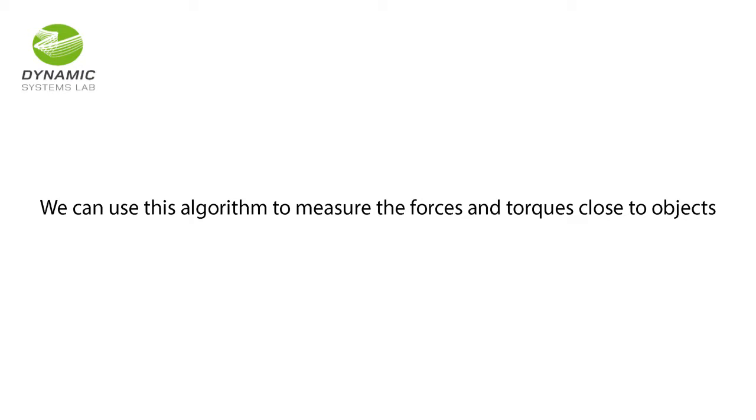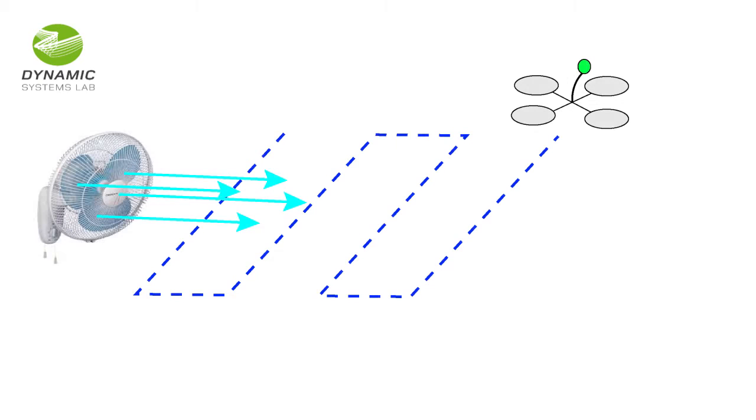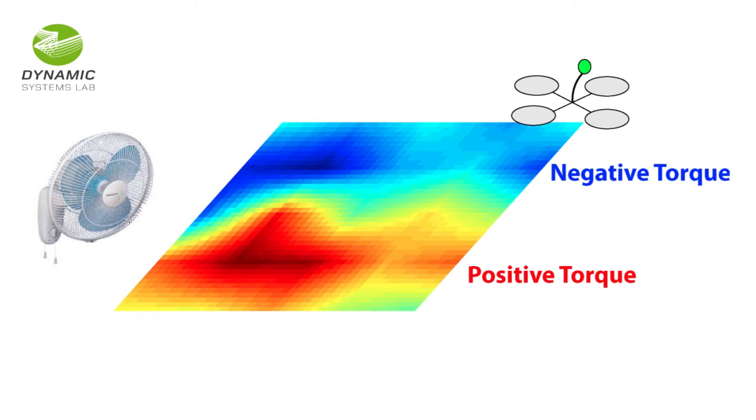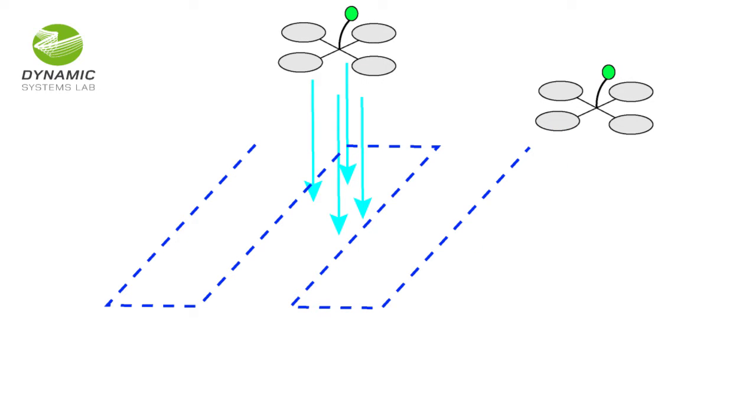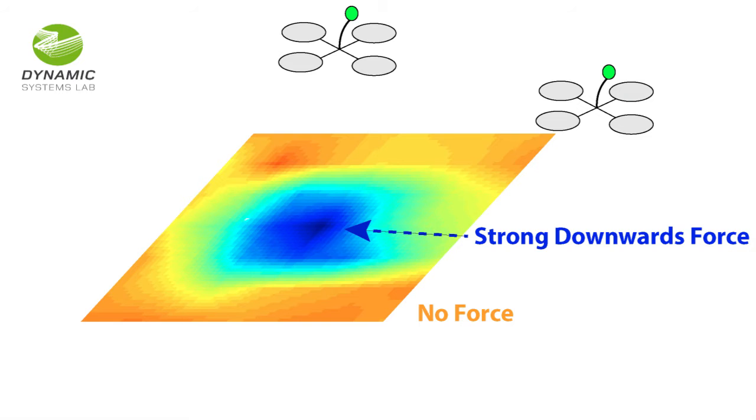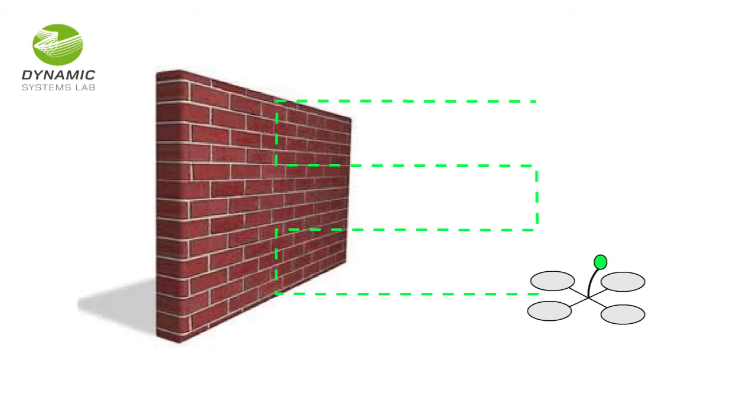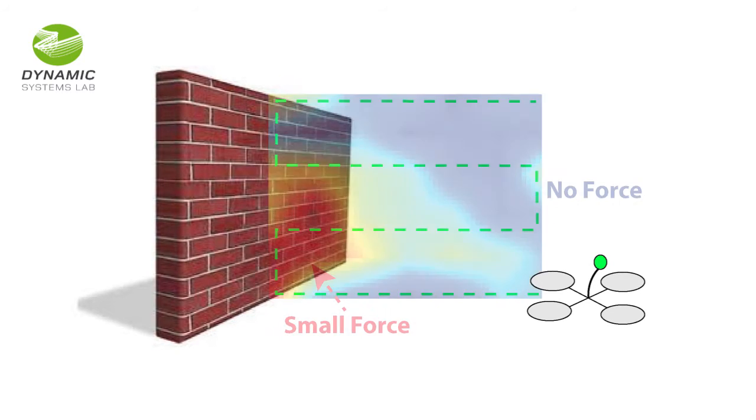We can use this algorithm to measure the forces and torques close to objects, such as the force due to wind in front of a fan, downwash below another quadrotor, and even the tiny aerodynamic forces close to a wall.